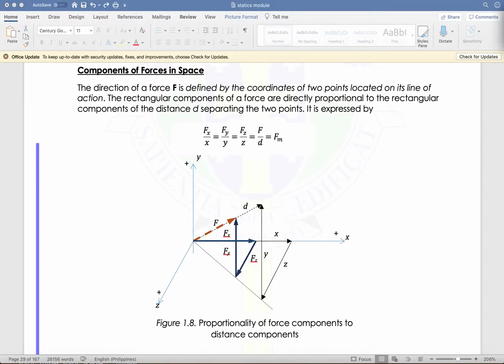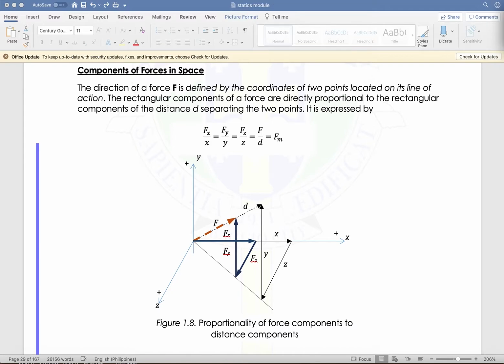Hi everyone, welcome back. So for this video, we're going to discuss components of forces in space. We're still in module number 1, which is introductory concepts to forces and force. For the previous video, we were able to discuss the horizontal and the vertical component of a force.